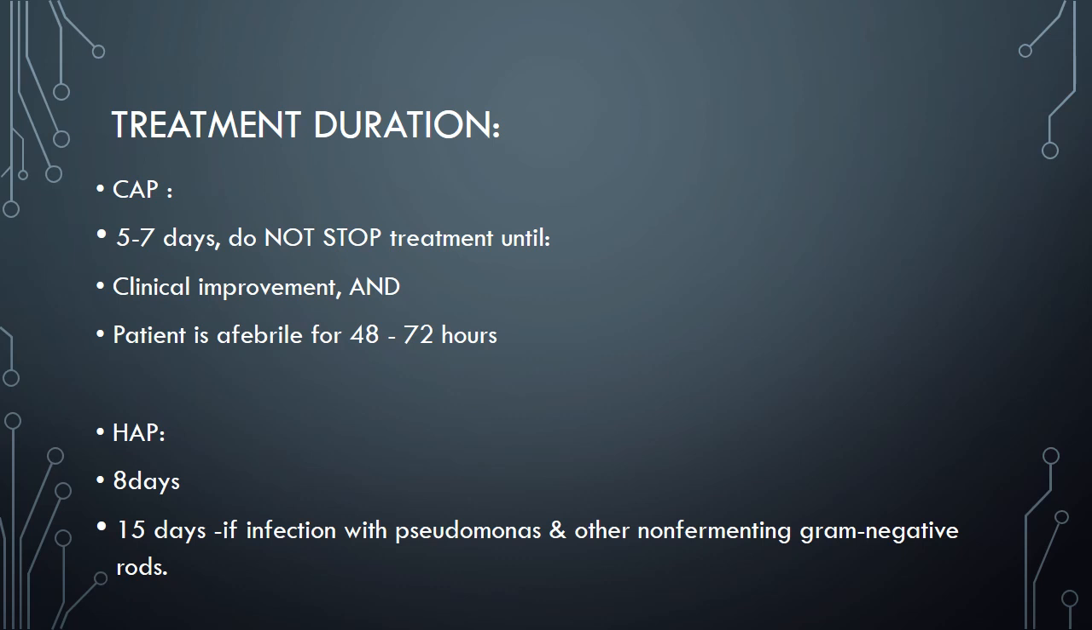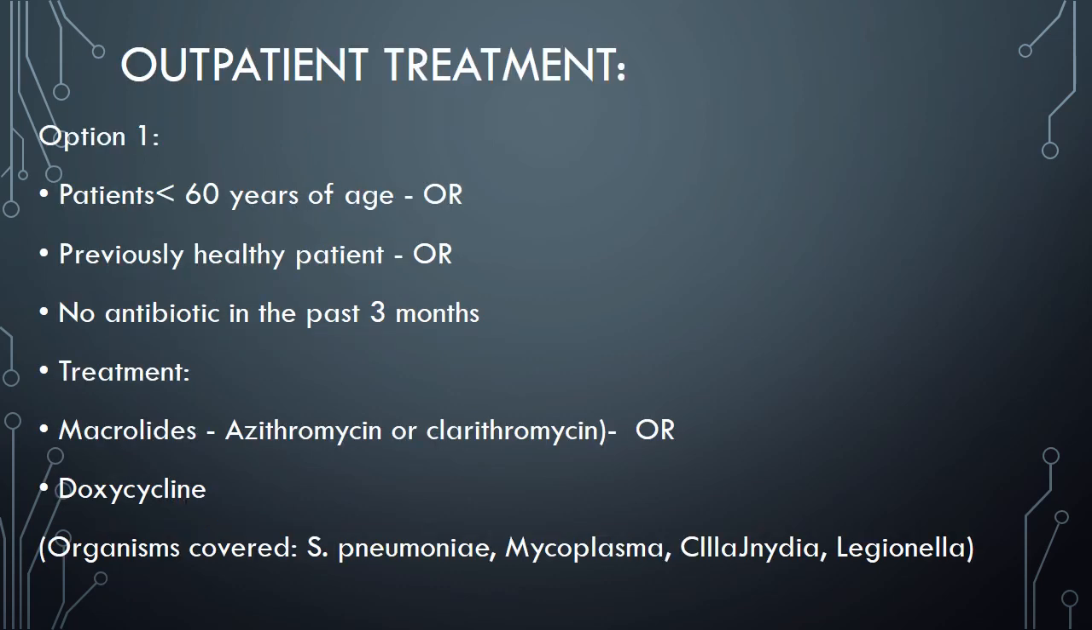Hospital acquired pneumonia needs treatment for 8 days, and 15 days for infection with Pseudomonas and other non-fermenting gram-negative rods. So for outpatient treatment, there are two options. Option 1 includes treatment with macrolides or doxycycline, and it is suitable for patients who are less than 60 years of age or they are previously healthy and they have not taken any antibiotic in the past 3 months.